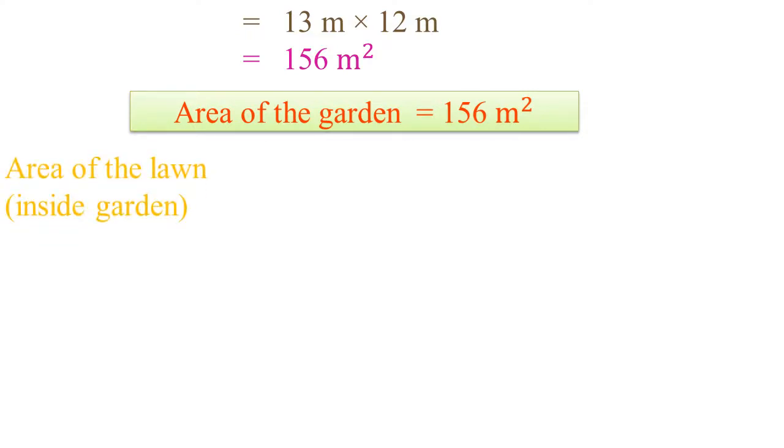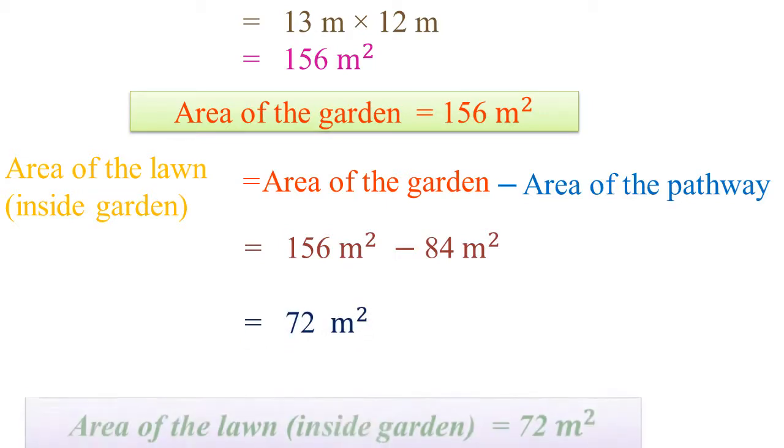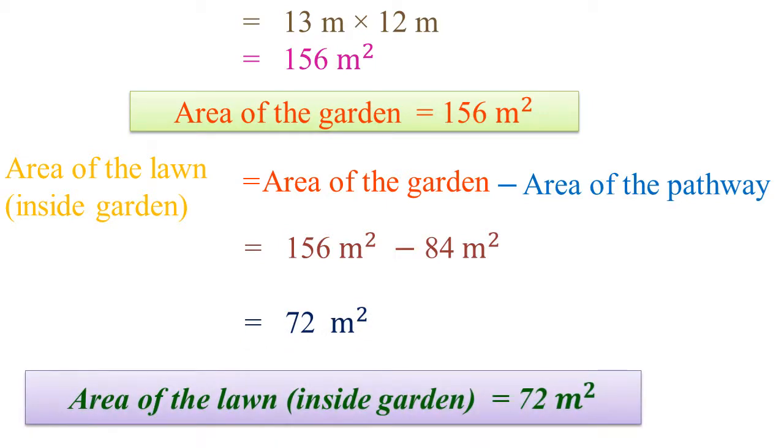Then we have to find area of the lawn inside the garden, equal to area of the garden minus area of the pathway. Area of the outer garden is 156 meter square. Area of the pathway is 84 meter square. We have to substitute, equal to 156 meter square minus 84 meter square. Now we have to subtract. We get 72 meter square. Therefore, area of the lawn inside the garden equals 72 meter square.